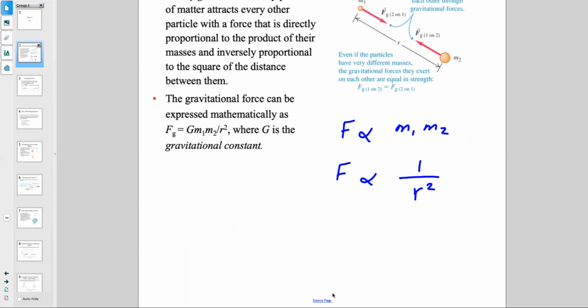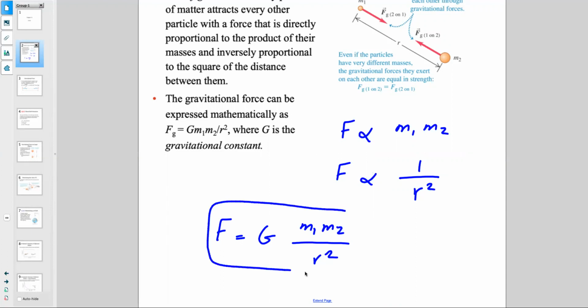So in other words, if I have this type of relation, in order to make this proportionality an equal sign, instead of F being proportional to m1 times m2 and F being proportional to 1 over r squared, I can just write F equals a constant, in this case we call it capital G, m1 m2 over r squared, where this G is a gravitational constant in our case.